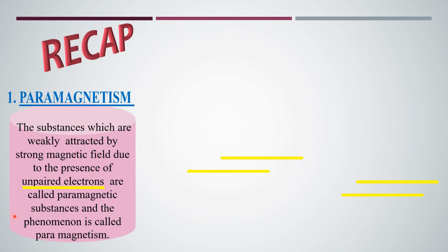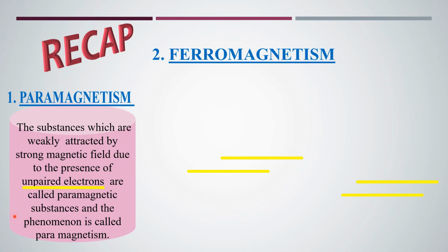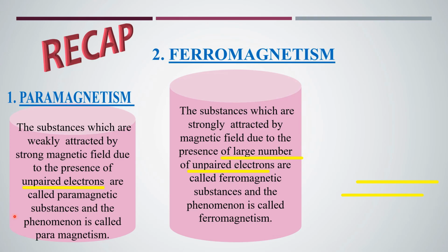Now let's quickly conclude whatever we have discussed. Magnetic behavior is of 3 types. First, paramagnetism. The substances which are weakly attracted by the strong magnetic field due to the presence of unpaired electrons are called paramagnetic substances, and the phenomenon is called paramagnetism. Second, ferromagnetism. The substances which are strongly attracted by the magnetic field due to the presence of a large number of unpaired electrons are called ferromagnetic substances, and the phenomenon is called ferromagnetism, and it is the extreme case of paramagnetism.